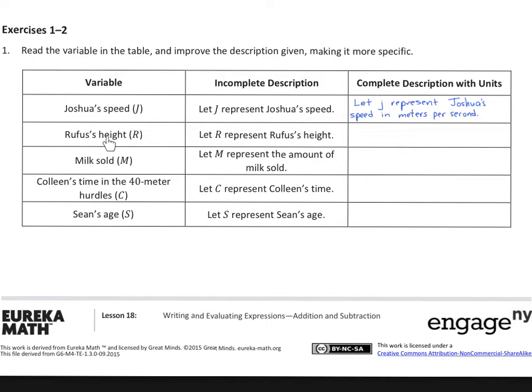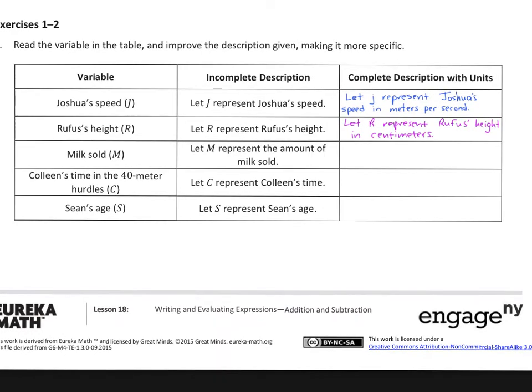How can we describe Rufus's height? Well, what's a common measurement for measuring height? All right, so now how can we take that and rewrite this description with units? So we could say something like, let R represent Rufus's height in centimeters. We could say feet. We could say meters if he's super tall. Maybe he's a giant. But we need to have a unit. So our unit here is centimeters. Our units for speed need to be rates, so something per something else, meters per second.